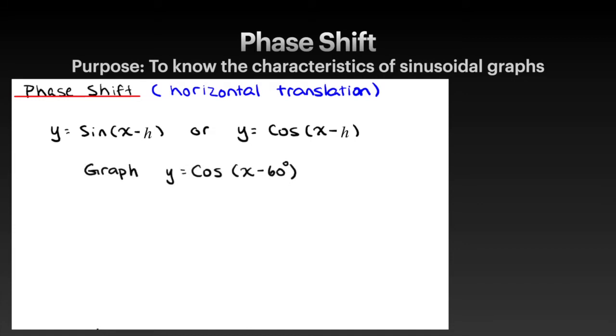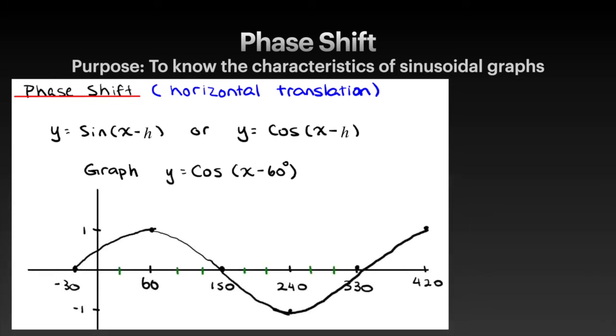If I've got something like this, y equals cos x minus 60, that means I've got a horizontal translation or a phase shift of 60 degrees to the right. So it's still the opposite like we've seen before. As we look at our graph, remember cos of x starts at the top, and now that top part has shifted over 60 degrees. And each of the other points has also shifted to the right 60 degrees. So that's a phase shift. It just means you're translating to the right or to the left.